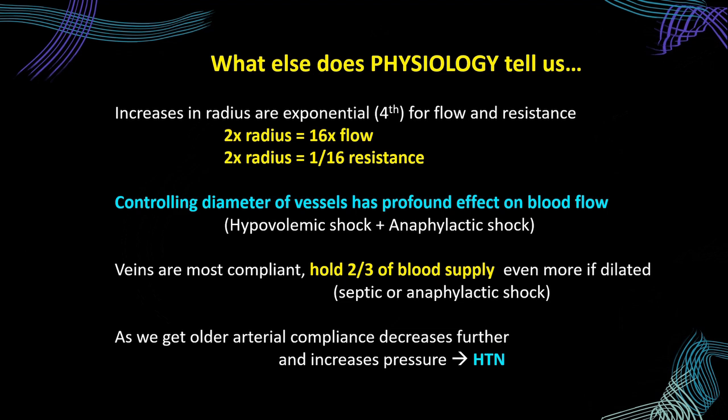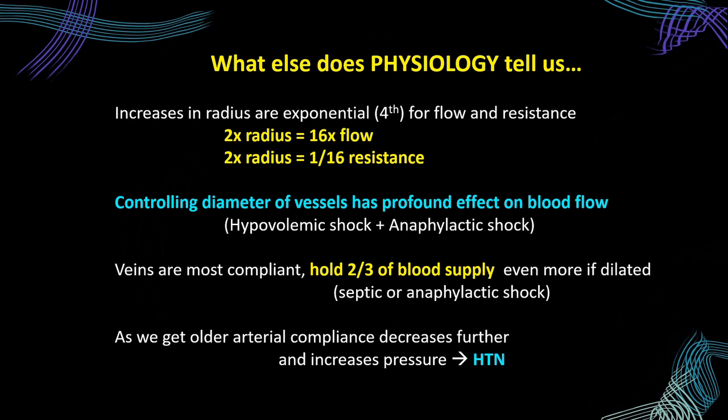So if I increase the diameter of a vessel, the resistance is going to go way down. If I increase the diameter of a vessel, the flow is going to go way up. So controlling the diameter of our vasculature has a really profound effect on blood flow. That's important when we talk about hypovolemic shock or anaphylactic shock and we get massive vasodilation going on. We're going to totally drop the pressures and our blood flow is going to basically slow down and decrease because I've massively vasodilated and now I have decreased the flow by 16 times if I doubled the size of the vessel.